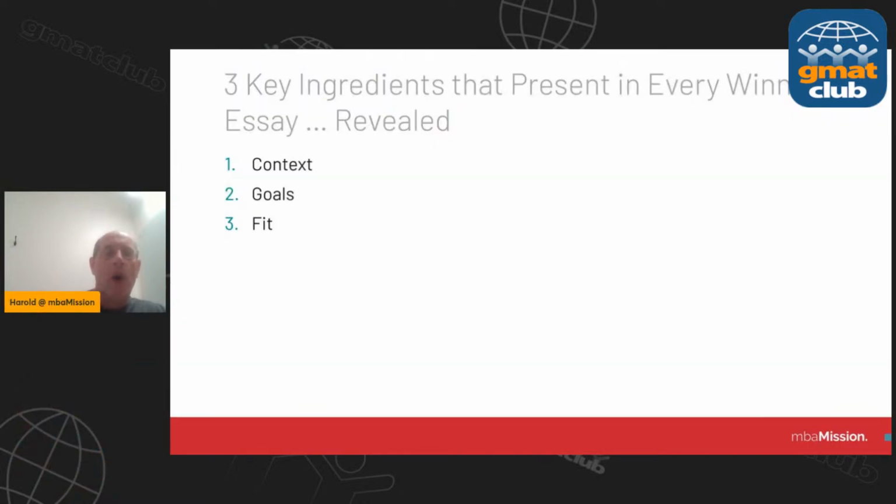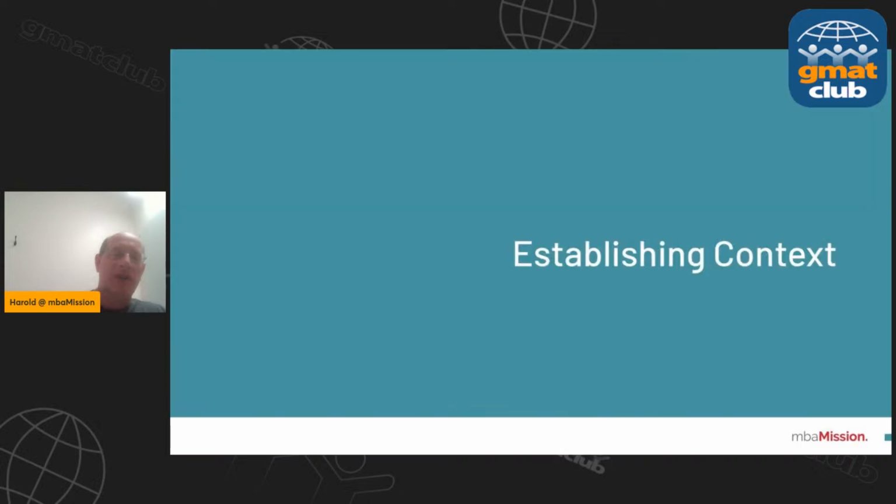Okay. So first of all, what are those key ingredients? And really, they are all about ensuring that you give context to your story, are very clear about the goals that you have in going to business school, as well as what the fit is. Not just why you need an MBA, but why you need an MBA at a particular school. So with that in mind, let's get into each one of these individually.